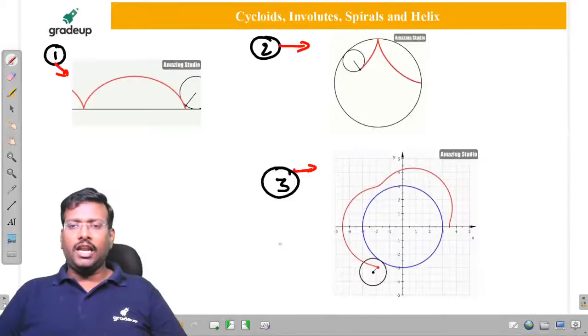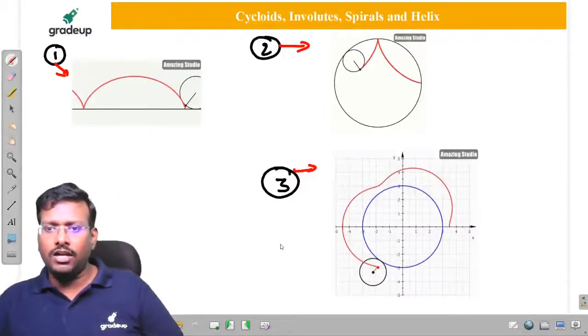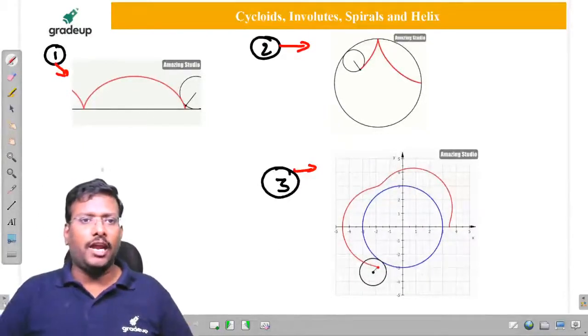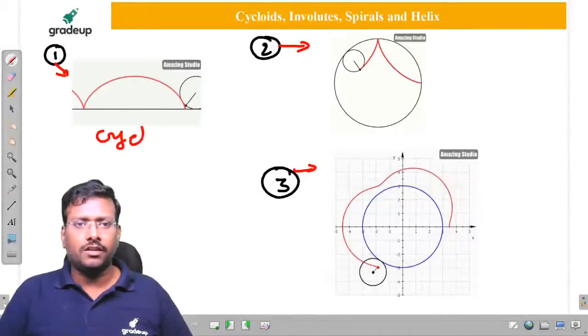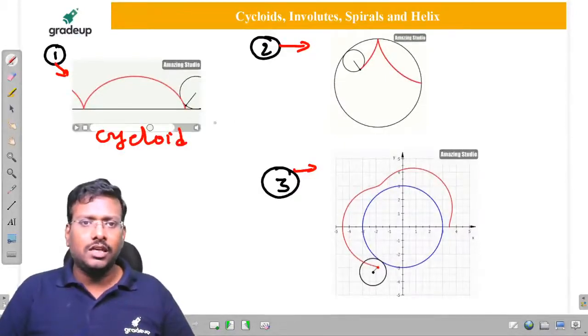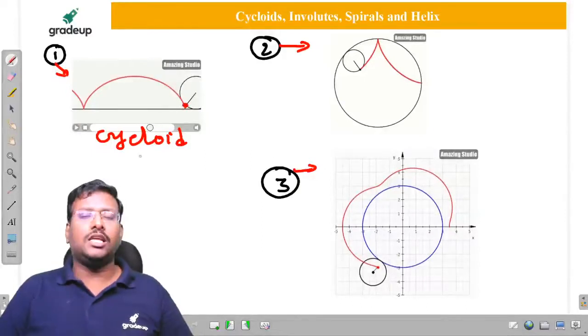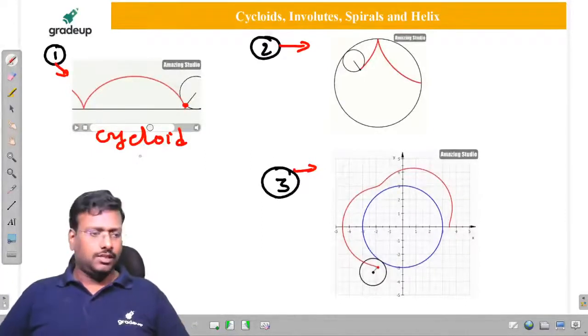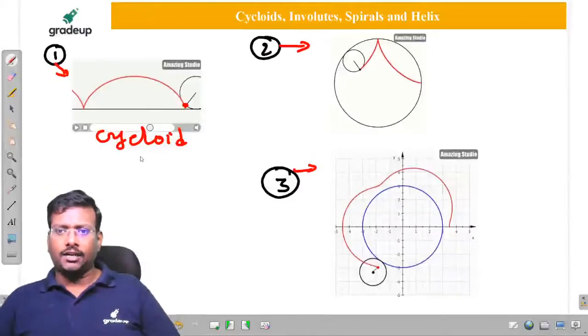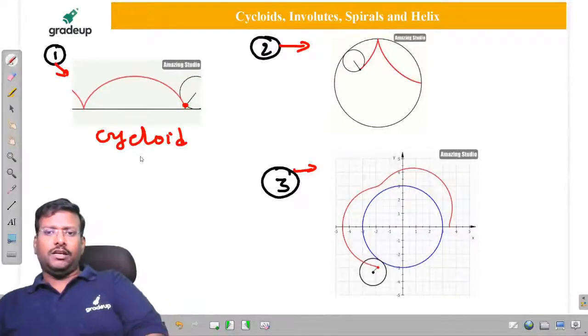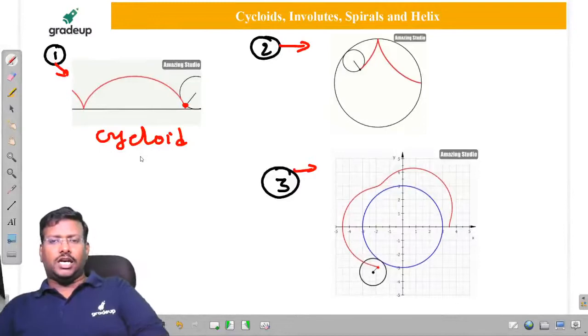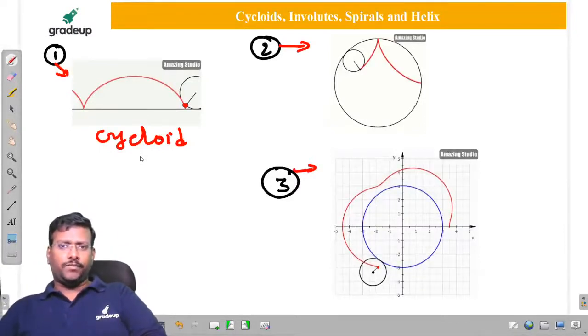Yes, Twinkle, and who gave the other one? Atul. First one is cycloid. I will accept it, because this is rolling on a straight line and the point you are considering is on the circumference of the circle. Cycloid. First one is cycloid. Correct. Vishal, now you are correct. Siri also correct. Second and third. Quickly.